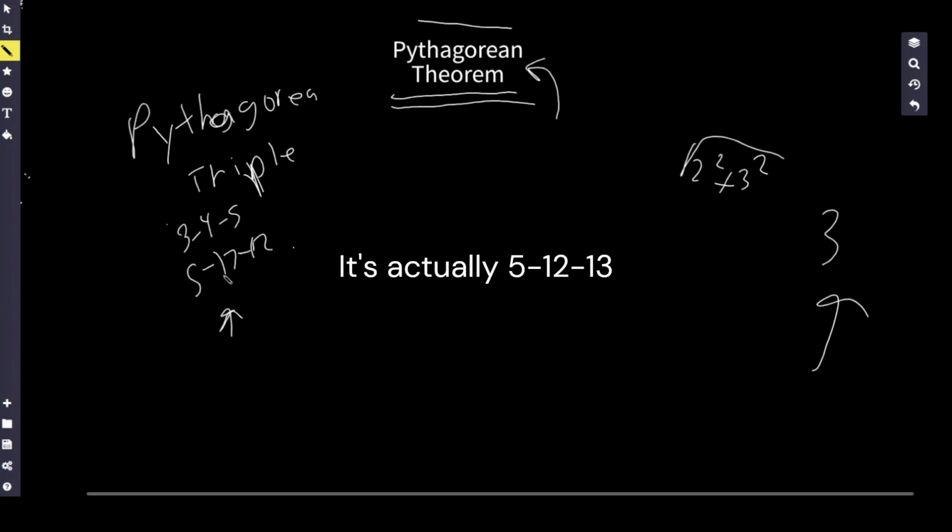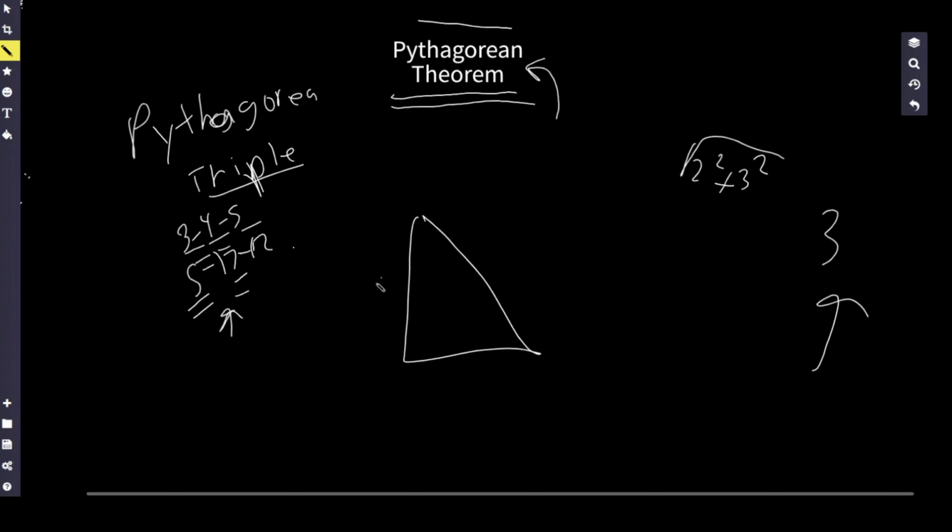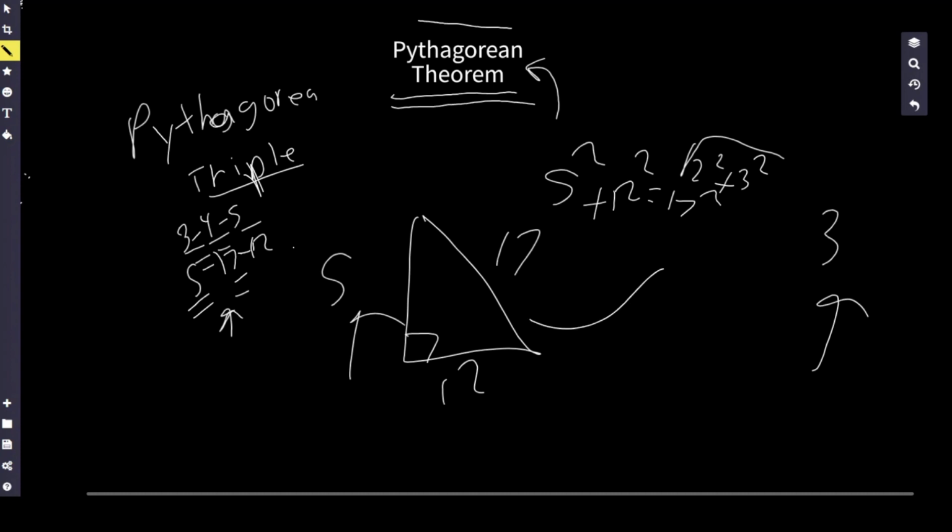Yeah, so basically Pythagorean triples are just sets of 3 numbers that satisfy the Pythagorean equation. So 5, 17, and 12. And you know that this satisfies it because you can plug it in. 5 squared plus 12 squared does indeed equal 17 squared, so this is a real right triangle.